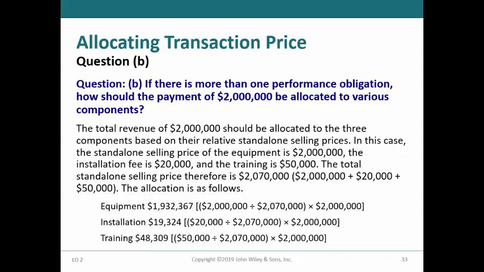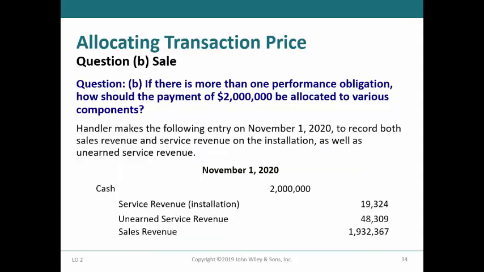$48,309 to training. When the equipment is installed and payment received on November 1st, 2020, Handler would debit cash for $2 million, credit service revenue for the installation of $19,324, credit unearned service revenue for the training of $48,309, and credit sales revenue for $1,932,367 allocated to the equipment. The unearned service revenue for the training will be recognized over the 1-year period provided in the contract.